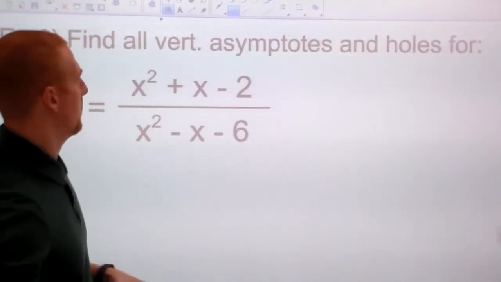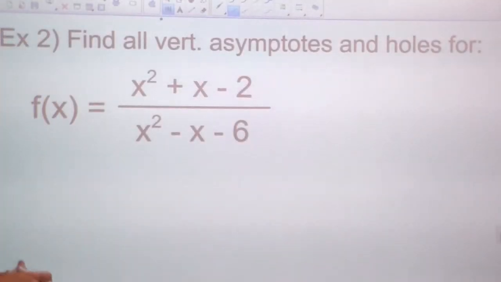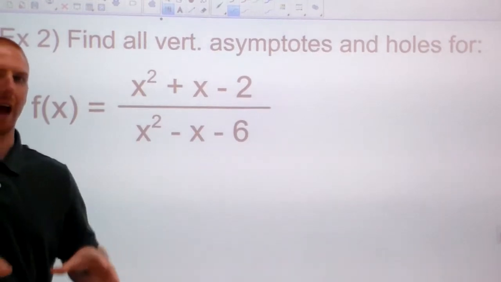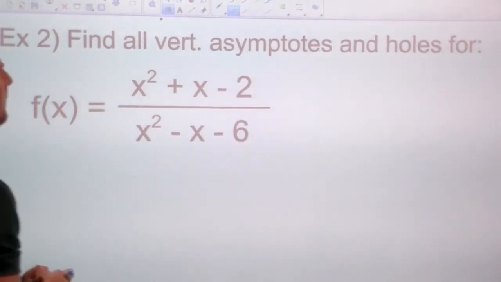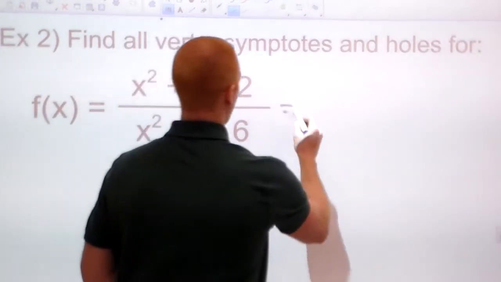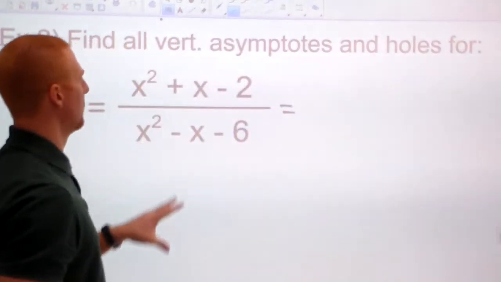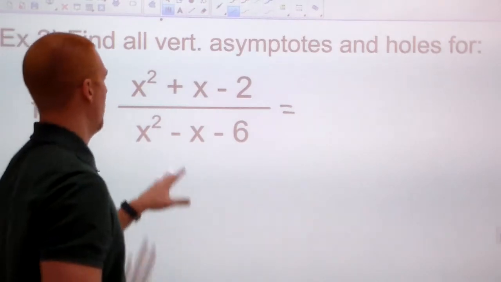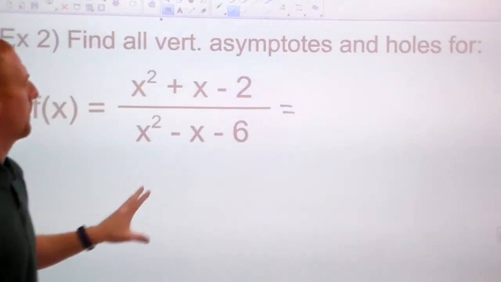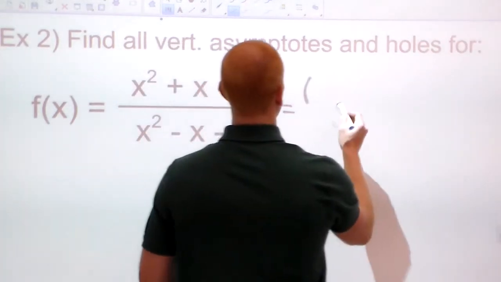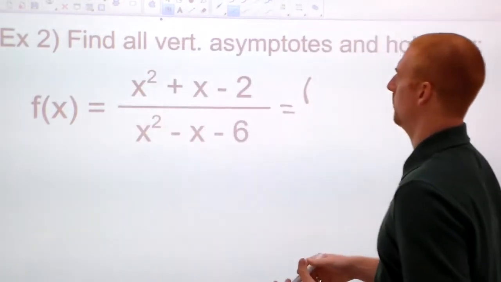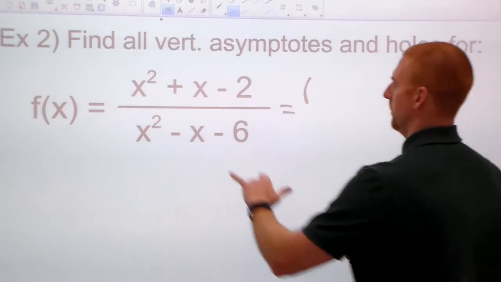All right, in this example, you're supposed to find all vertical asymptotes and holes. Now I'm going to do this entirely algebraically, where we took a graphing approach in the last one. So the first thing I would always recommend is factor whatever you can, especially the denominator, but if you can factor the numerator and the denominator, go ahead and do both of those. Now, if the factoring gives you trouble, we can talk about it more. I'm just going to kind of blow through that part.